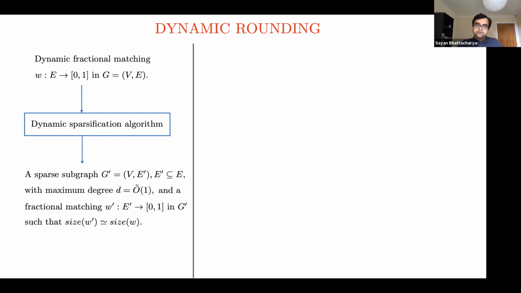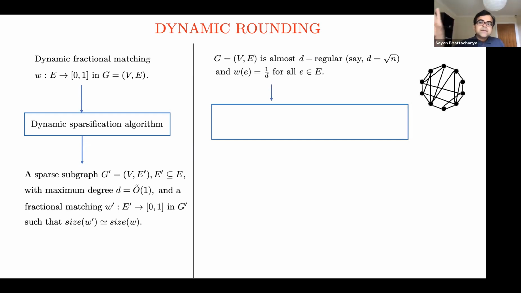Now, how to sparsify? Well, to get the main idea, again, look at a specific instance, dynamic instance, where the graph remains almost D-regular. And let's say D again is some polynomial in n, root n. And suppose in the input to the sparsification algorithm, the fractional matching we get is such that it has weight 1 over D for every edge. Let's see what to do in this setting.